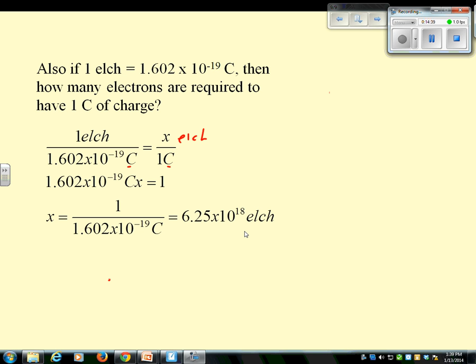16 zeros, right? Because there's already the 2, 5 here, right? 1, 2, and then 16 more.